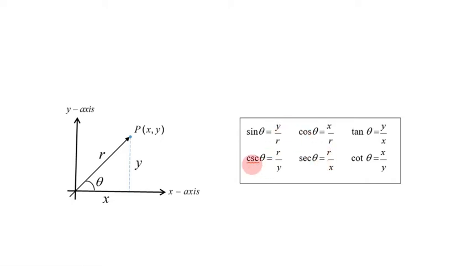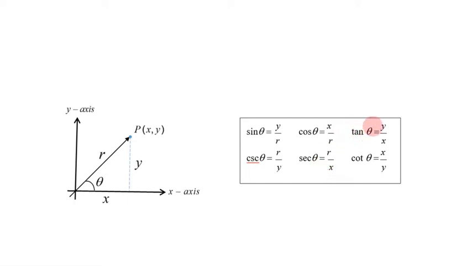And we know that cosecant theta is equal to 1 over sine theta, therefore cosecant theta is equal to r over y. As for cos theta, we know that cos theta equal to adjacent over hypotenuse. So adjacent equal to x and hypotenuse equal to r. Therefore, we get cos theta equal to x over r. And secant theta is equal to 1 over cos theta. Therefore, secant theta equal to r over x.